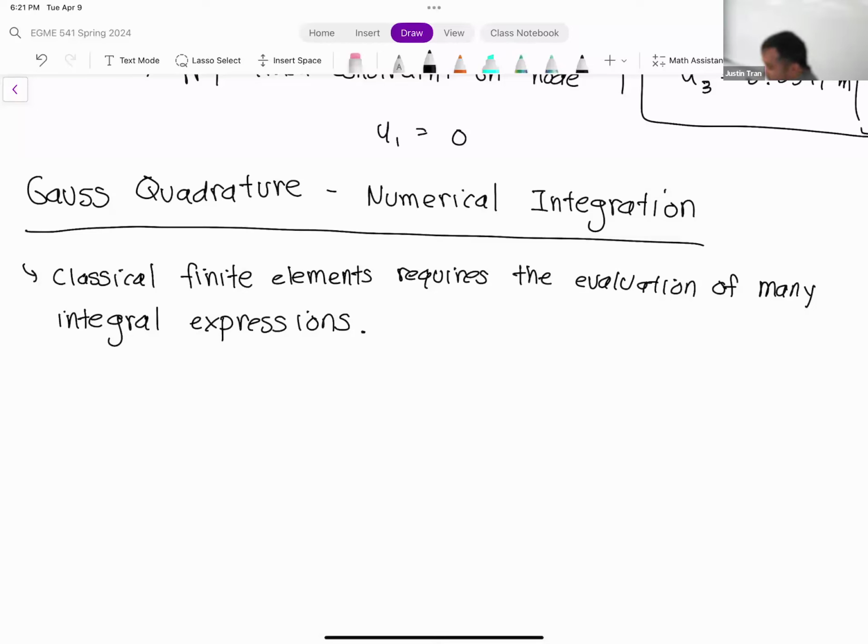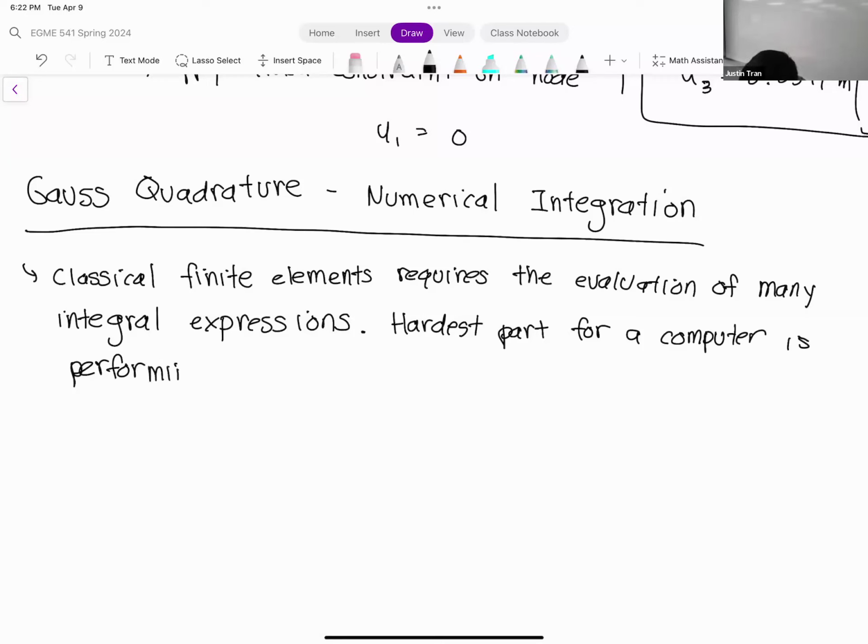But actually, the most difficult part that a computer struggles with in evaluating integrals is the antiderivative part. Okay? So what do I mean by antiderivative? Let's look at how a typical integral is solved.